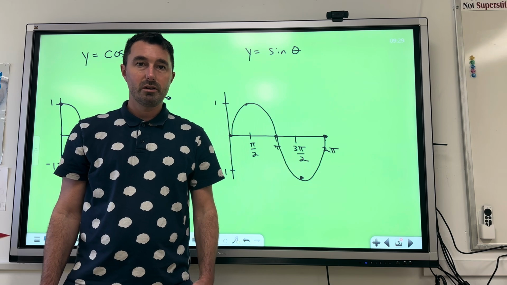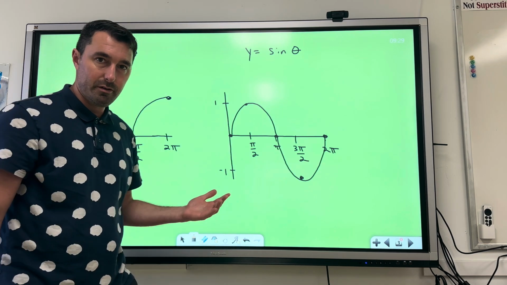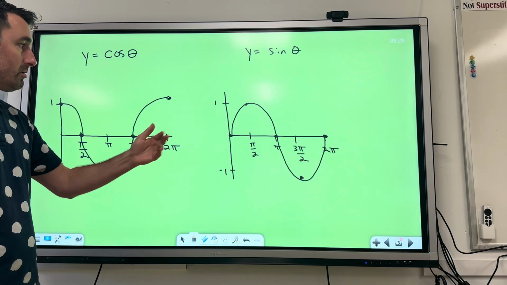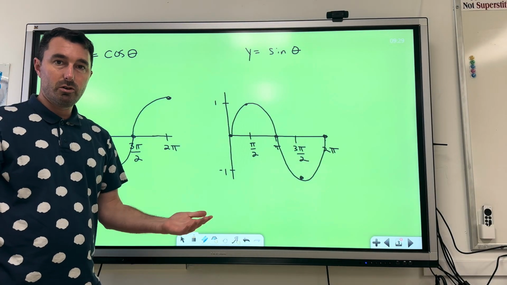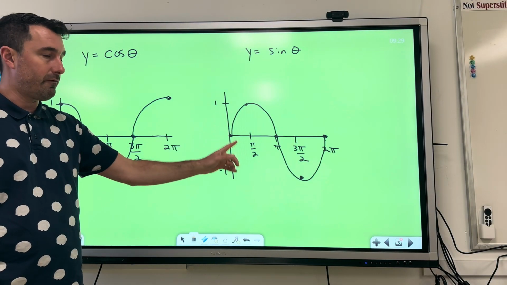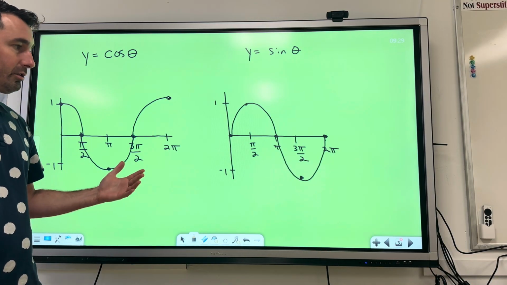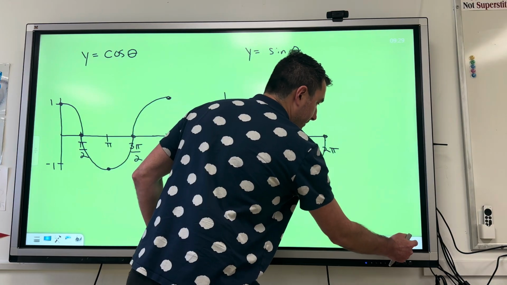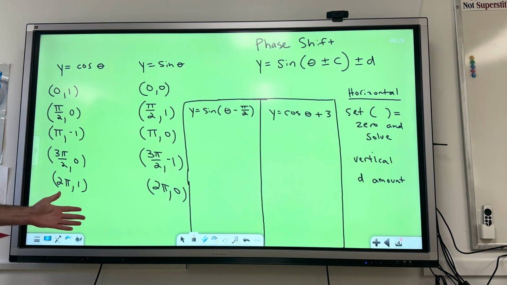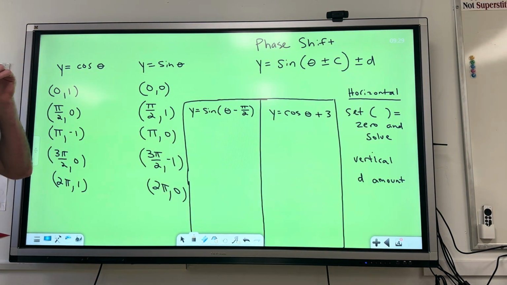Hi, we're going to talk about how to do a phase shift with the trig function using either sine or cosine. So what you want to start out doing is knowing your 5 main coordinates for each sine or cosine function, also known as the parent coordinates. So we have those parent coordinates over here for sine and for cosine.